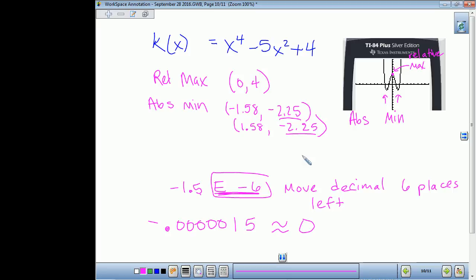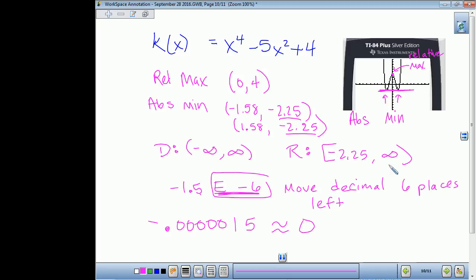You didn't put the negative in the equation. I didn't put a negative where? There's a negative for it. No, that's L of x. I'm doing K of x. Alright, so the domain is from negative infinity to positive infinity, but the range has a lowest y value. So it starts at negative 2.25 and it goes to infinity.